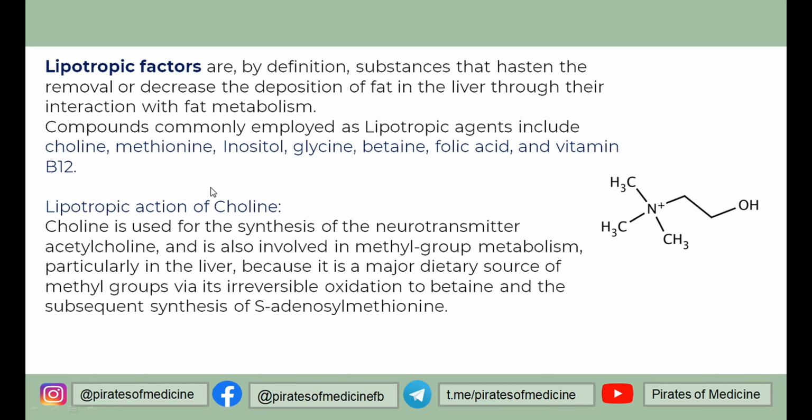So what is the lipotropic action of choline? It is used for synthesis of neurotransmitter acetylcholine, and it is also involved in methyl group metabolism, which is responsible for phospholipid synthesis, and that is why fat is used for phospholipid synthesis and choline plays a major part in it. So the fat coming for phospholipid synthesis will go away more by making phospholipids, and this occurs when choline helps in the methylation by the process of forming SAM. We did this question before in methionine that SAM is responsible for phospholipid synthesis. So this is how choline acts as a lipotropic agent.